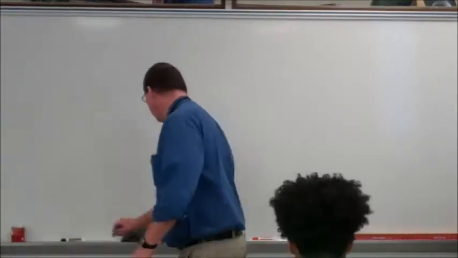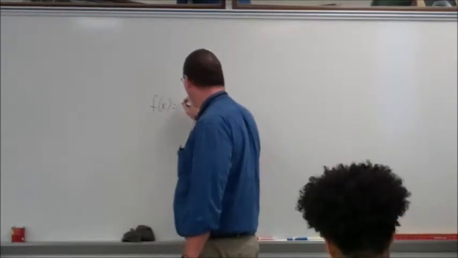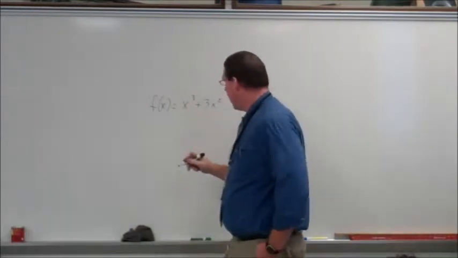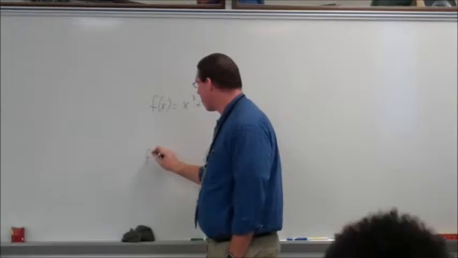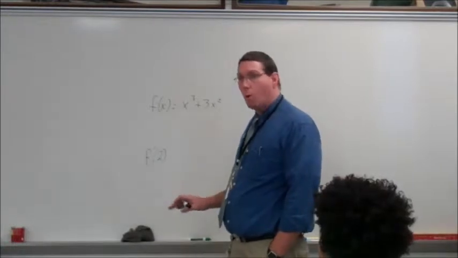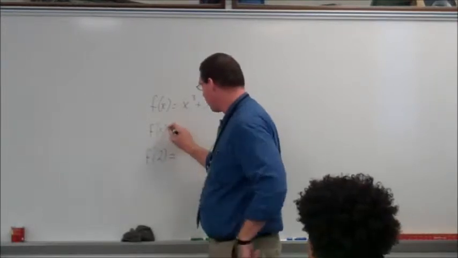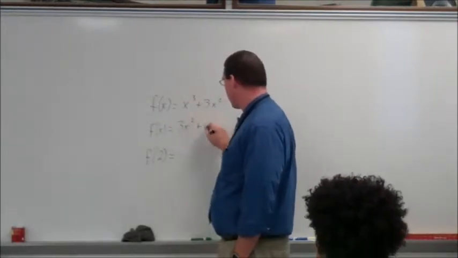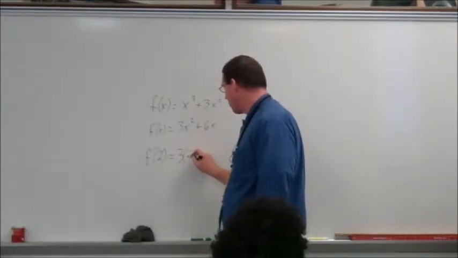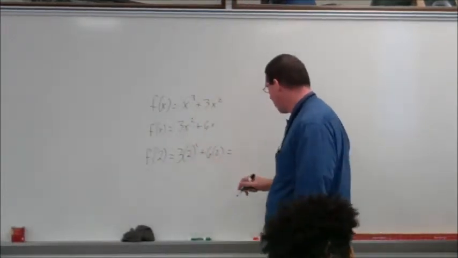If I told you that f of x is equal to x to the third power plus 3x squared, okay? And then I asked you, well, what is f prime of 2? What you would do is find f prime of x first. So f prime of x is 3x squared plus 6x. And then you would plug 2 in. So f prime of 2 would be 3 times 2 squared plus 6 times 2, which would be 12 plus 12, which would be 24.